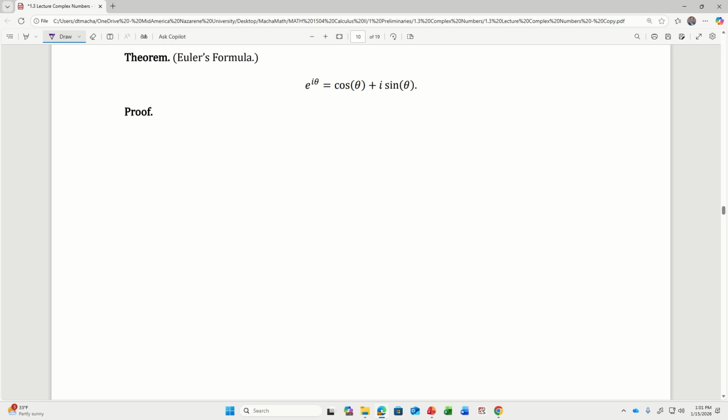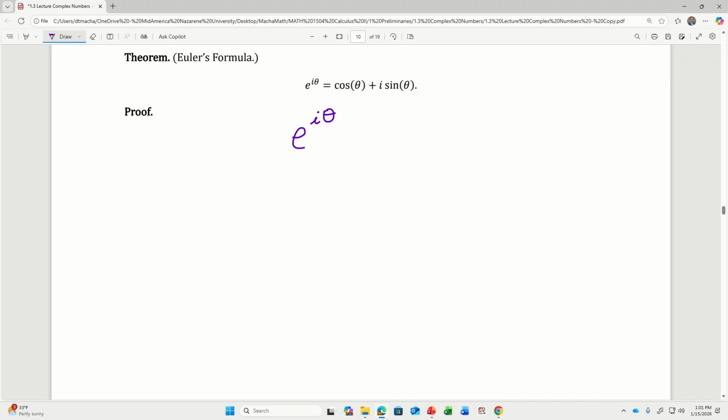And I think this is really neat. This is maybe even my favorite part of all of mathematics. I think this is so cool, personally. This is Euler's formula. And it relates Euler's number e, which is like 2.71828, whatever, irrational number e, raised to the power i, which is square root of negative 1, times theta.